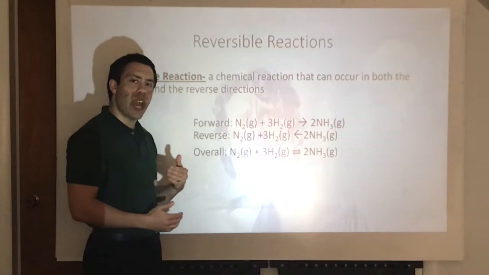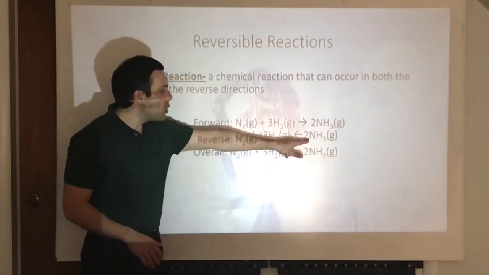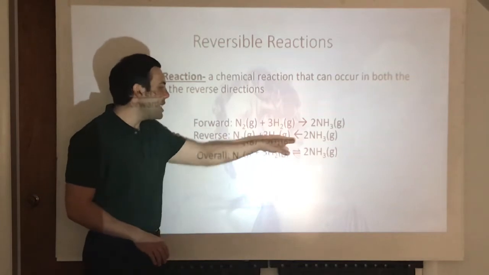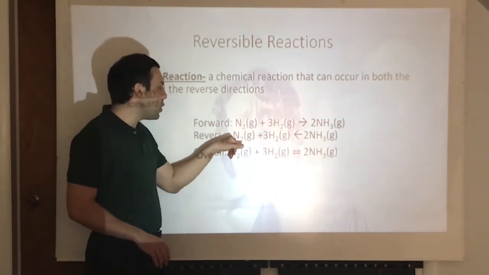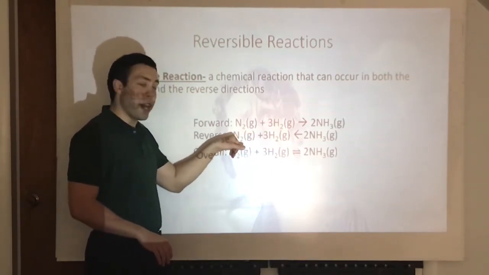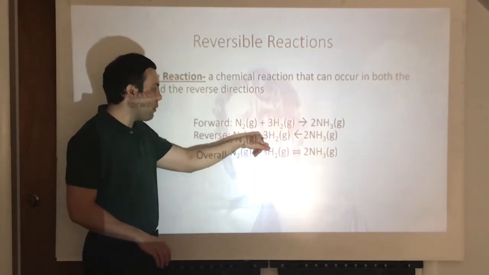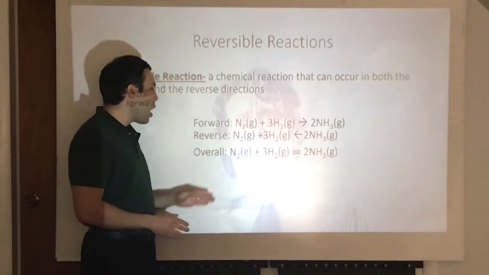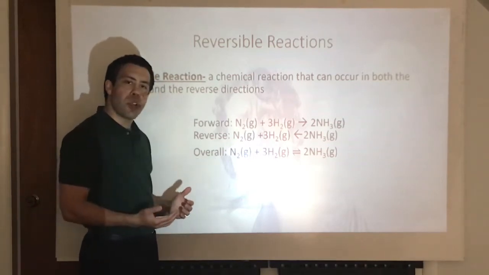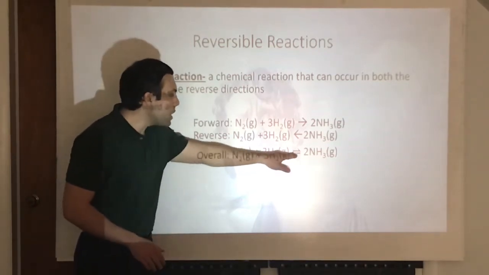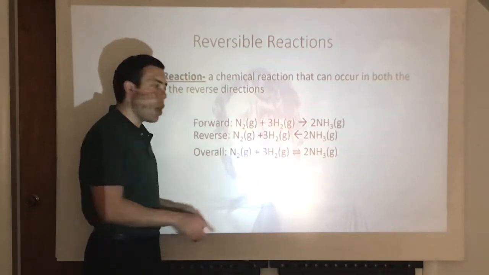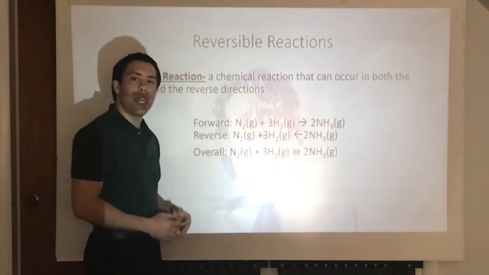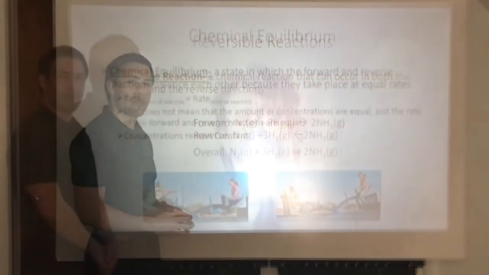We can also put that reaction in reverse. We start off with the 2 ammonia, 2 NH3 molecules, and that can decompose into 1 mole of nitrogen gas, N2, and the 3 moles of H2 gas, hydrogen gas. So if we have a reversible reaction, we can use a double arrow to show that. 1 arrow going forward and 1 arrow going in the reverse direction.